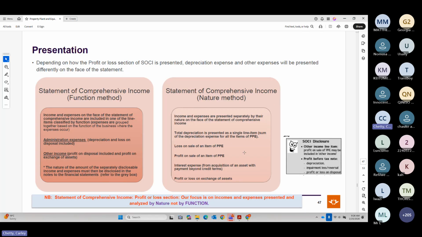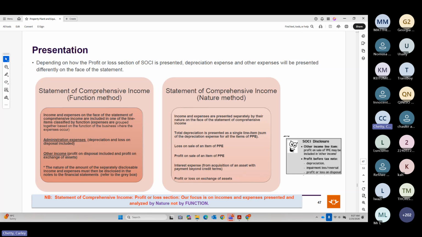So we generally use the nature method. This shows income and expenses presented separately by their nature on the face of the statement of comprehensive income. So total depreciation is going to be presented as a single line item. We're going to take the sum of the depreciation expense for all the items of PPE, and we're going to show it as a single line item. Then we're also going to show the loss on sale of an item of PPE and the profit on sale of an item of PPE.